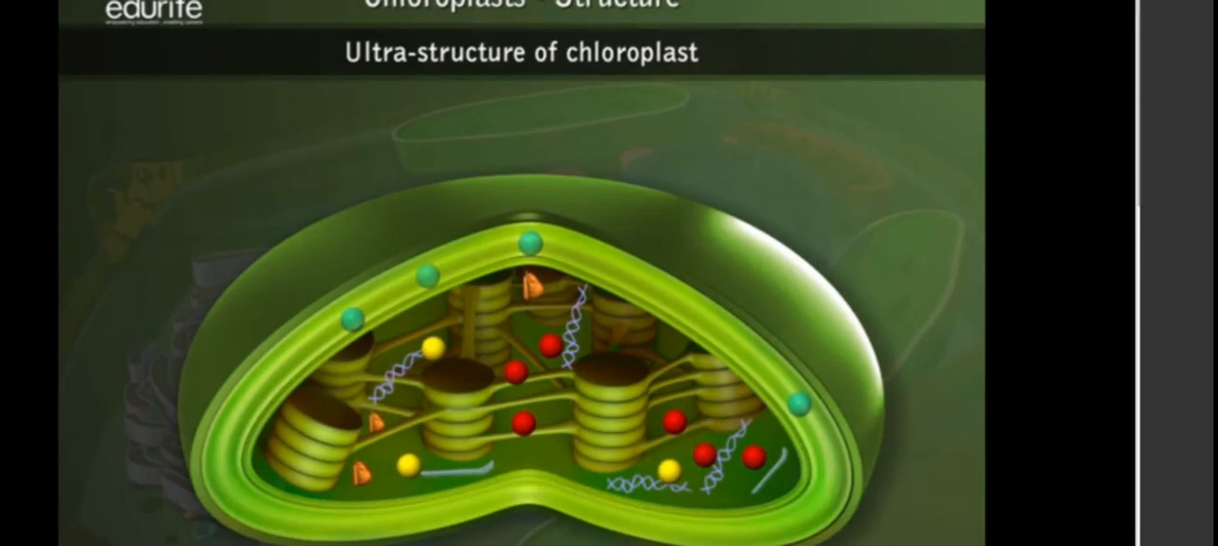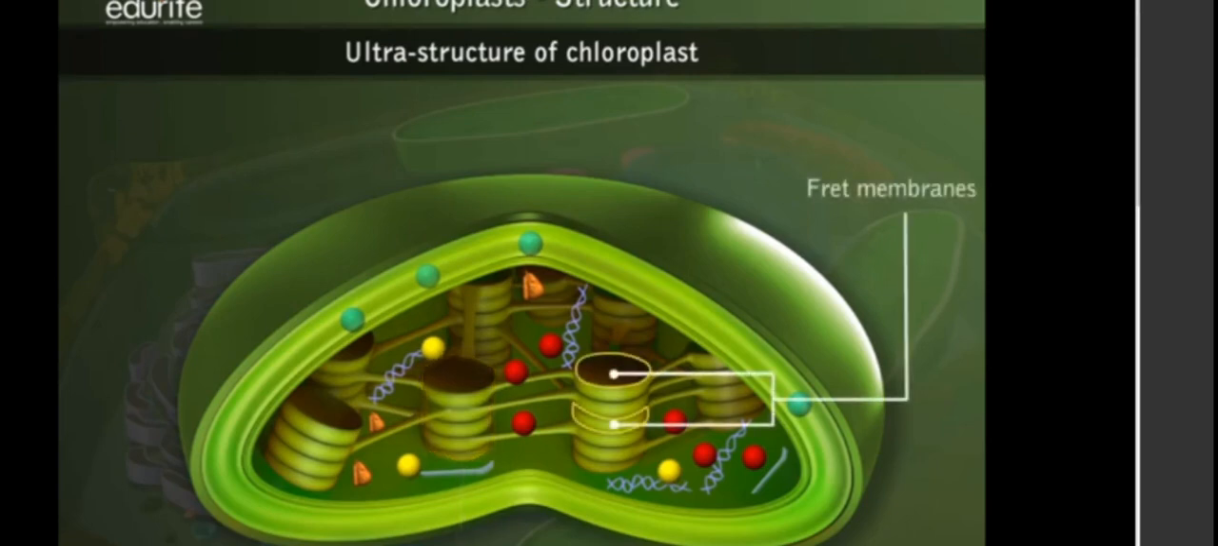Individually it is called a granum, and its plural is grana.